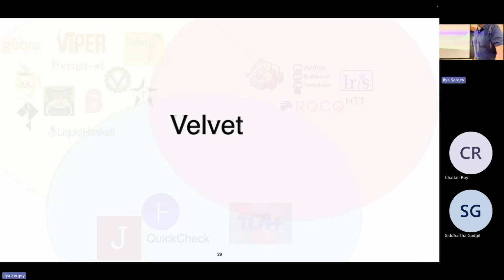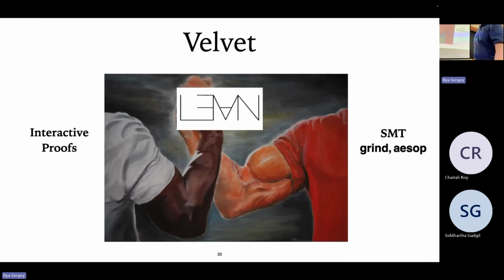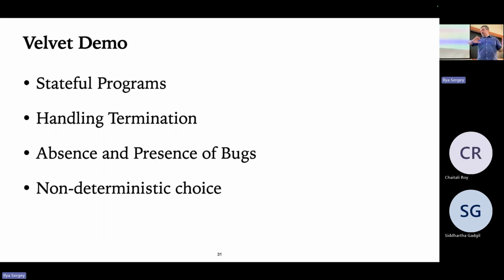All right, so Velvet. Velvet is built on Lean, and this is where interactive proofs meet automation such as SMT, grind, and ESOP, and we've seen the examples. Okay, so I think I've been speaking for half of this talk. Let's have some demo. Let's see how far we can get with it. I'm very conscious of time and the fact that everyone is tired.